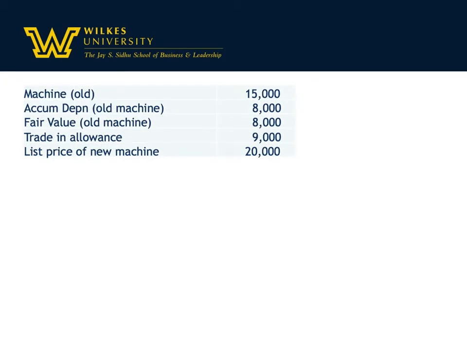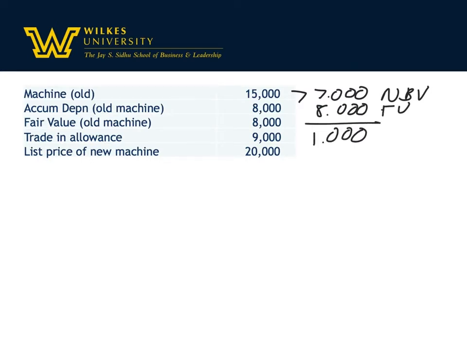Now let's change this just a little bit. If we make the fair value of the machine $8,000 instead of $5,000, we're going to adjust it. So we still have a net book value on the machine of $7,000, but now I have $8,000 as my fair value, so I know I have a gain of $1,000.